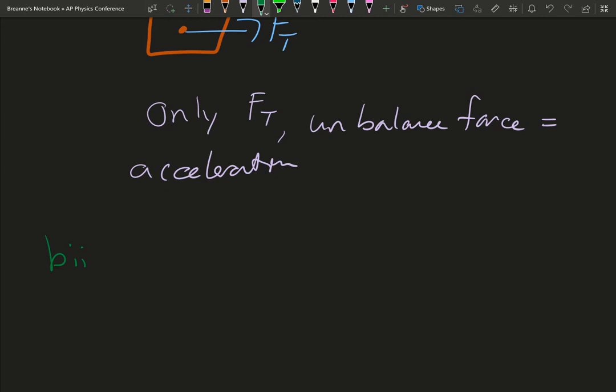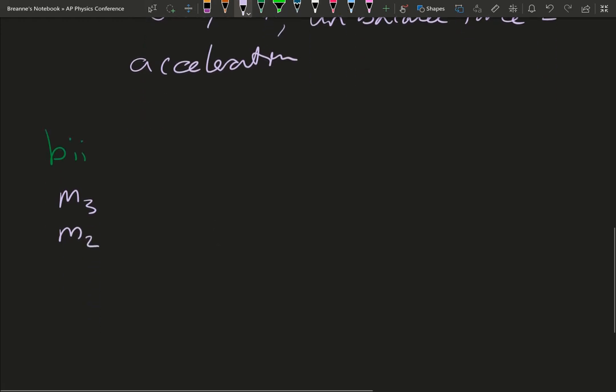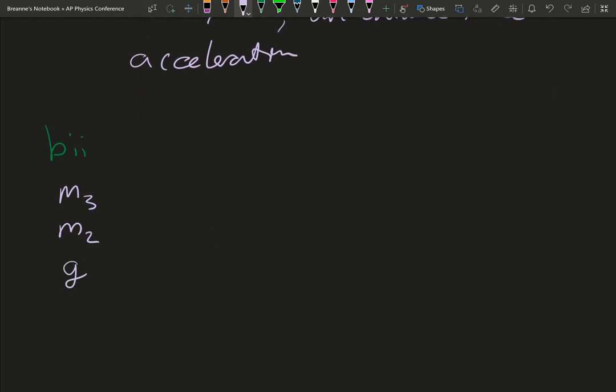Part BII states, derive an equation. Now we get to use an equation. Derive an equation for the acceleration of block 3 for any value of M3 or M2. Express your answer in terms of M3, M2, and physical constants as provided. So when we derive this equation, the only variables we can use are M3, M2, and any constants. That's probably the only real constant that would play a part, our acceleration due to gravity. Because there's no friction, we don't have a mu.